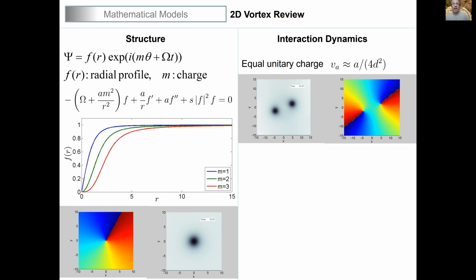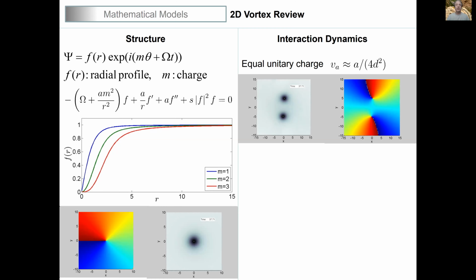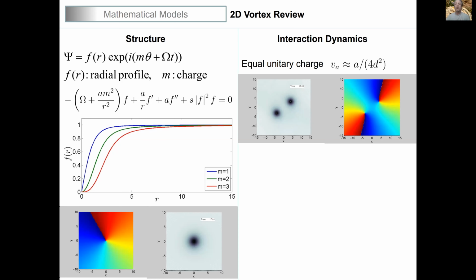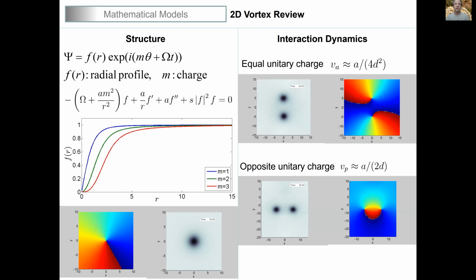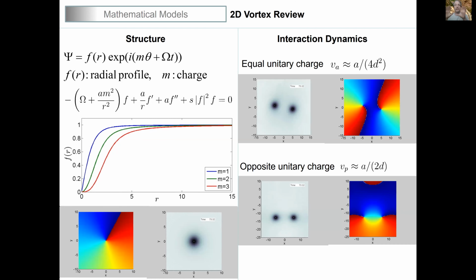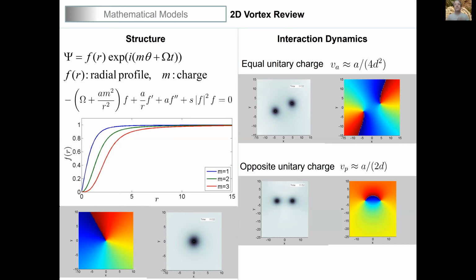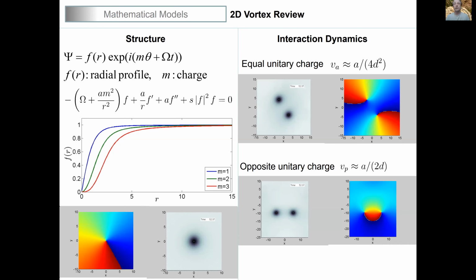And you can start thinking about what happens if you have 2 of these vortices put together. If they are of the same charge, they start rotating around each other. If they're of opposite charge, they just start traveling parallel to each other. So these are building blocks in 2D. What happens if now we try to extend these solutions to 3D?